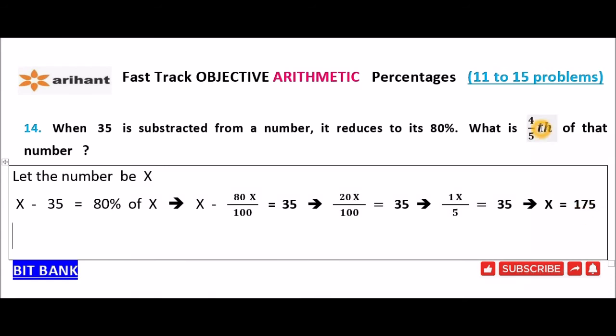Now the question is, what is 4 by 5th of that number? 4 by 5th of x is equal to 4 by 5th of 175. After simplification we get 140. 4 by 5 into 175 is equal to 140.